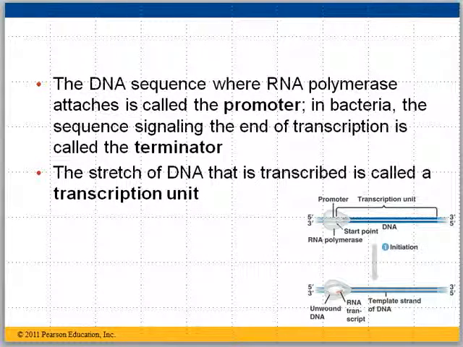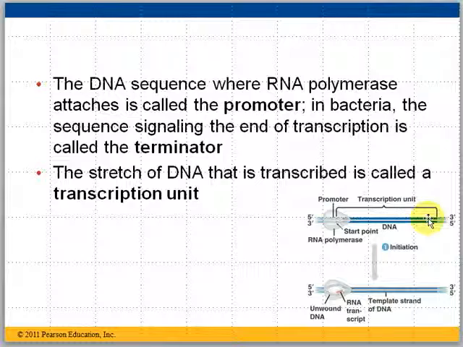The region of the DNA sequence where the RNA polymerase is going to attach is called the promoter, and that promoter is a little bit upstream from the actual area that's going to be transcribed. So in this picture, see this area of the DNA strand right here is called the promoter, and then the area beyond that is the transcription unit, where it's going to be read and made into the messenger RNA.